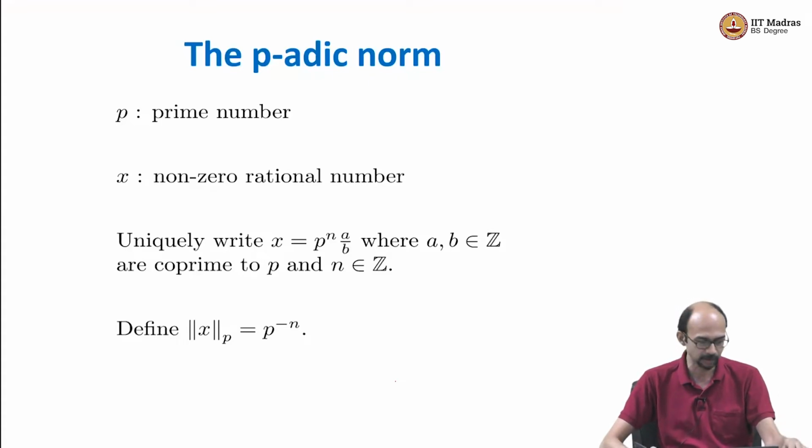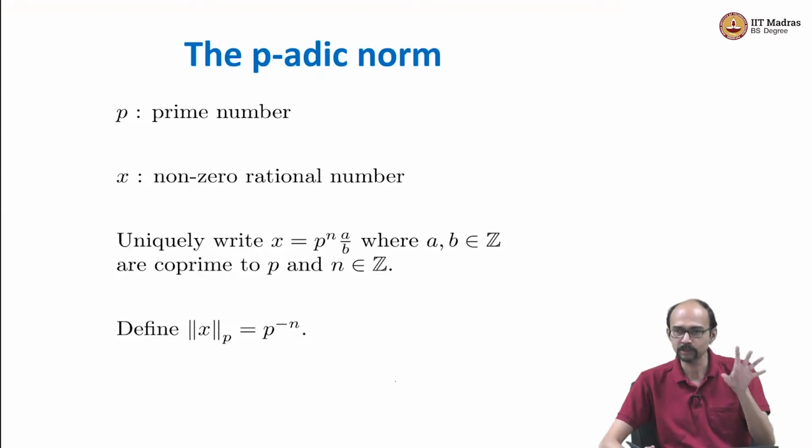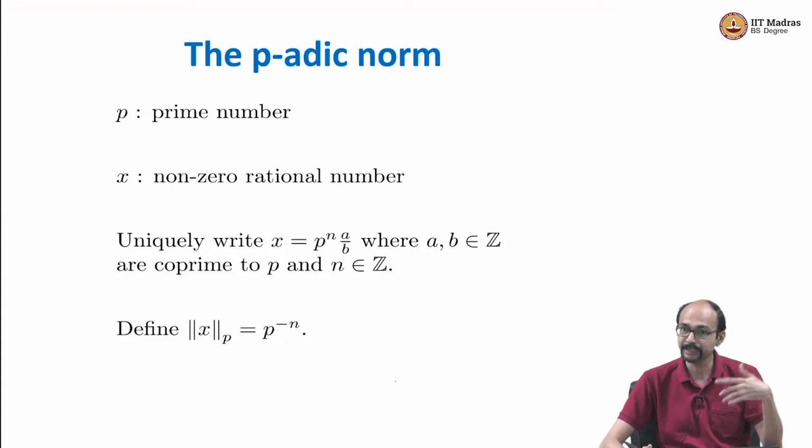So you choose a rational number and you have a prime number, and then you write this rational number as p to the n times a divided by b, where a and b are integers and they are co-prime to p, meaning they don't have factors of p. So all the powers of p that you have in the numerator and denominator of this rational number, you take those out, then you cancel whatever can get cancelled and whatever is remaining. So this n could be negative also, right.